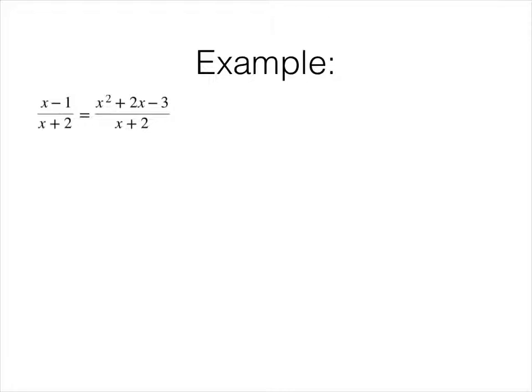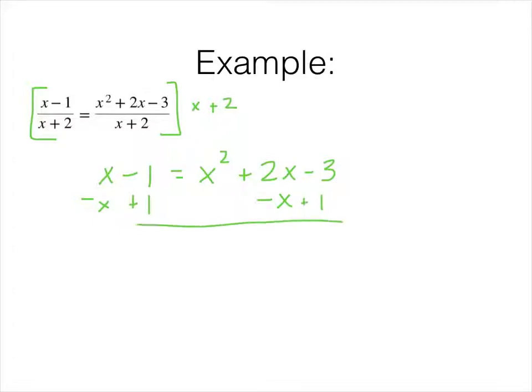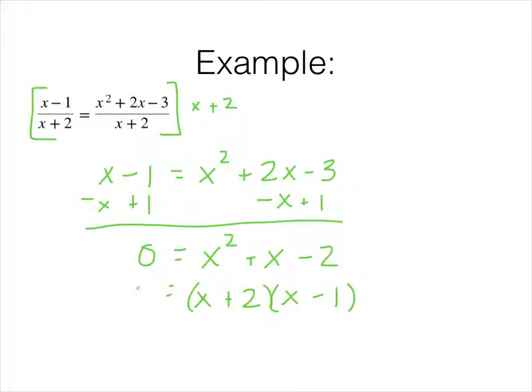Okay. Least common denominator here is x plus 2, so we're going to multiply both sides by x plus 2. Let's change colors. So the whole thing times x plus 2. What happens? On the left, it cancels the denominator, and on the right, it cancels the denominator. Let's get everything on one side by subtracting x and adding 1. And we get 0 equals x squared plus x minus 2, that's factorable, that's x plus 2, x minus 1, equals 0. We get x equals negative 2, and we get x equals 1.